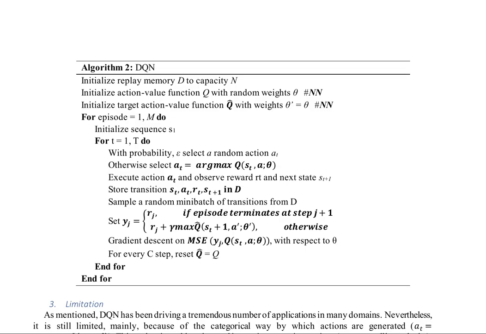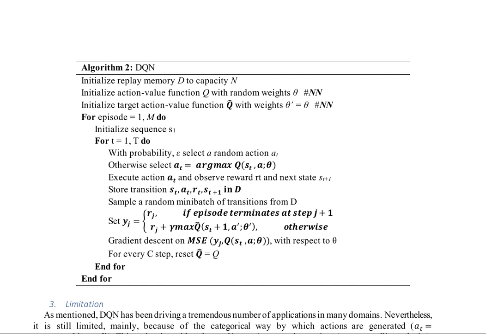The Deep Q network, DQN, algorithm is a type of value-based reinforcement learning method that iterates over episodes to learn an optimal policy. The algorithm initializes a replay memory D with a capacity N and action value function Q and target action value function Q hat with random weights theta and theta minus, respectively. At each episode, a sequence s1 is initialized, and at each time step t, an action is selected either randomly with probability epsilon or by maximizing Q(s_t, a; theta). The action is executed, and the resulting reward r_t and next state s_t+1 are observed and stored in D.